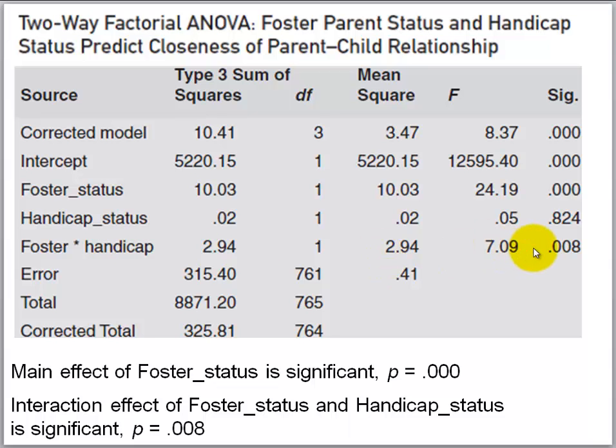And that effect is indeed a statistically significant one. So in essence, this is conveying that the effect of handicap and also the effect of foster, that these effects are contingent on the value of the other variable. So we'll talk a little bit now about how we interpret this interaction effect.